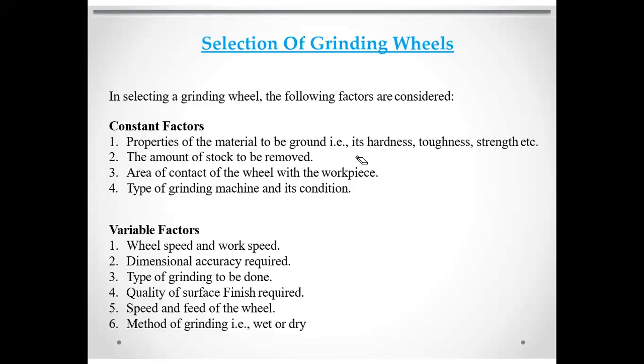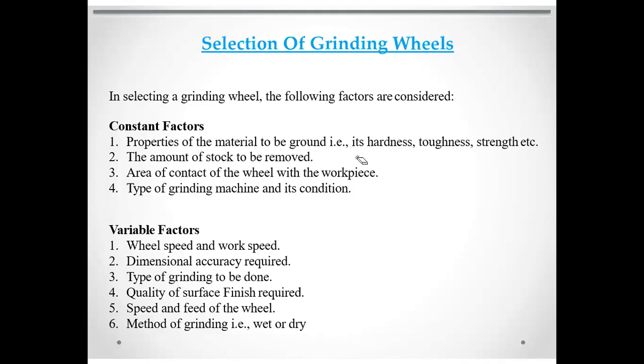Next, the area of contact of the wheel with the workpiece. What kind of surface you have, whether it's a circular surface, a flat surface, or an internal surface. Based upon the type of area of contact, you need to choose your grinding wheel. Then the type of grinding machine and its conditions. Which kind of grinding machine: a bench top grinding machine, a pedestal grinding machine, or maybe a portable grinding machine, and where it is being used. These are the constant factors when you are selecting any grinding wheel.